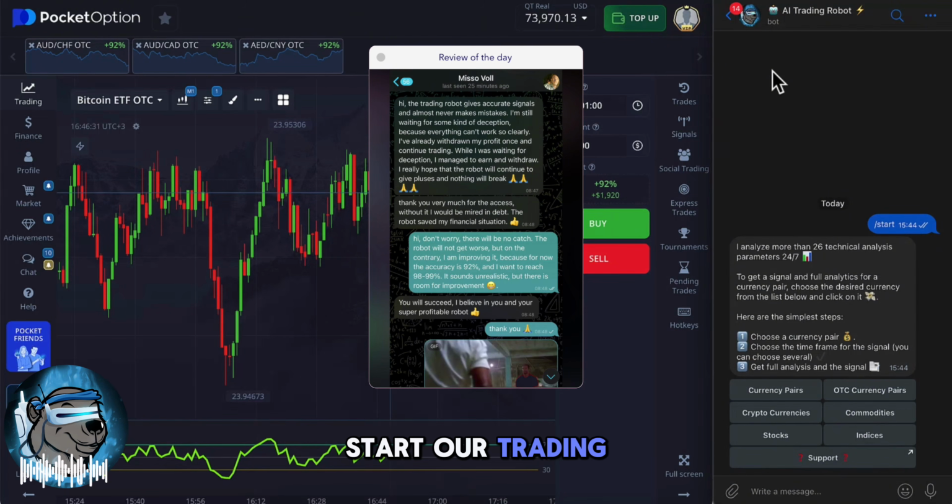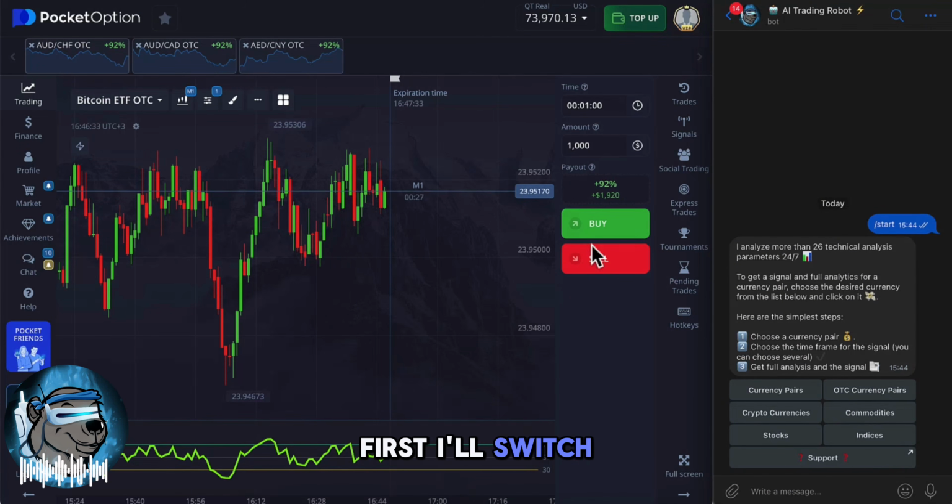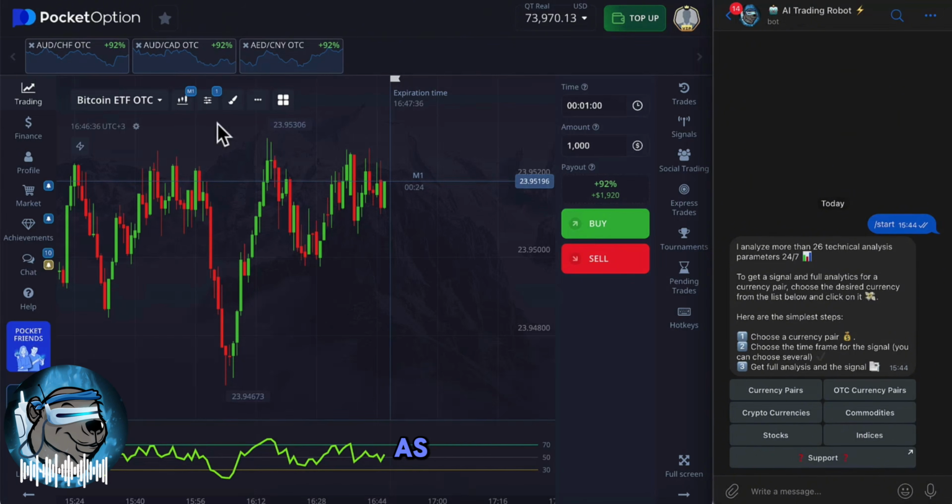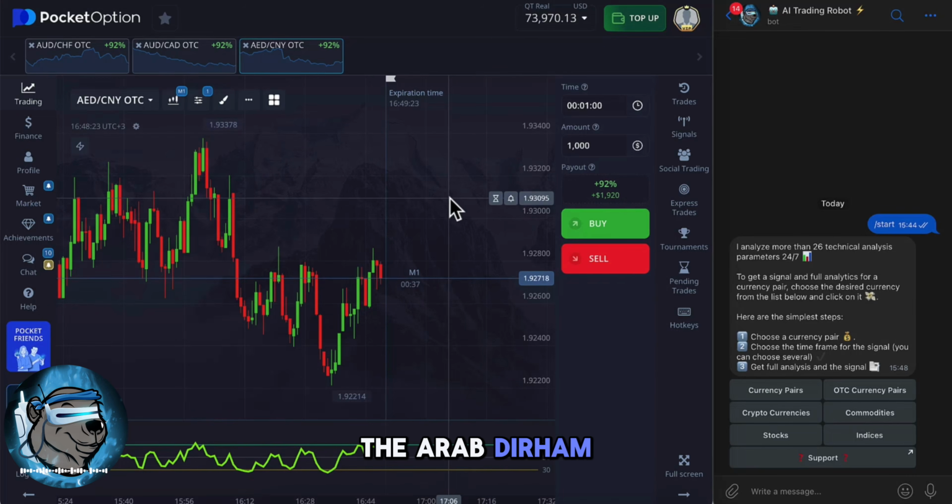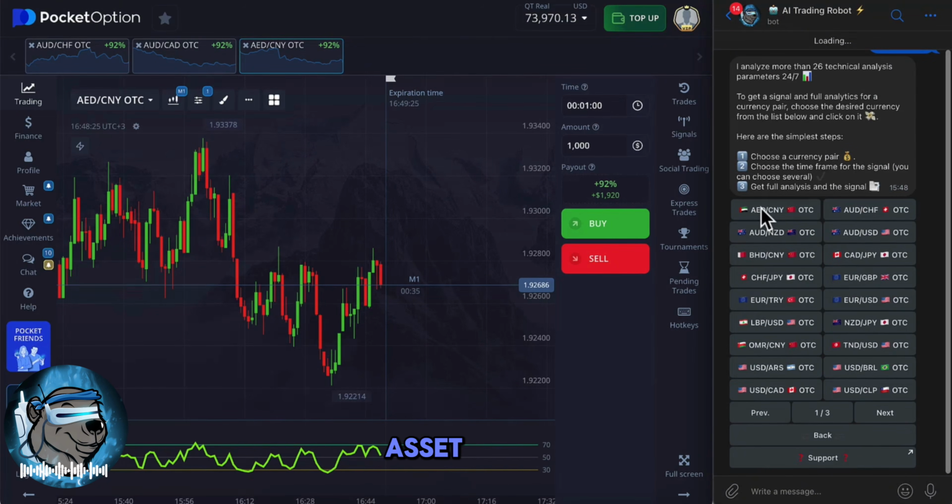So we can start our trading. First, I'll switch to the asset I'll be trading on. As you can see, today I'll be trading on over-the-counter currency pairs: the Arab dirham and the Chinese yuan. Let's open this asset on the robot.